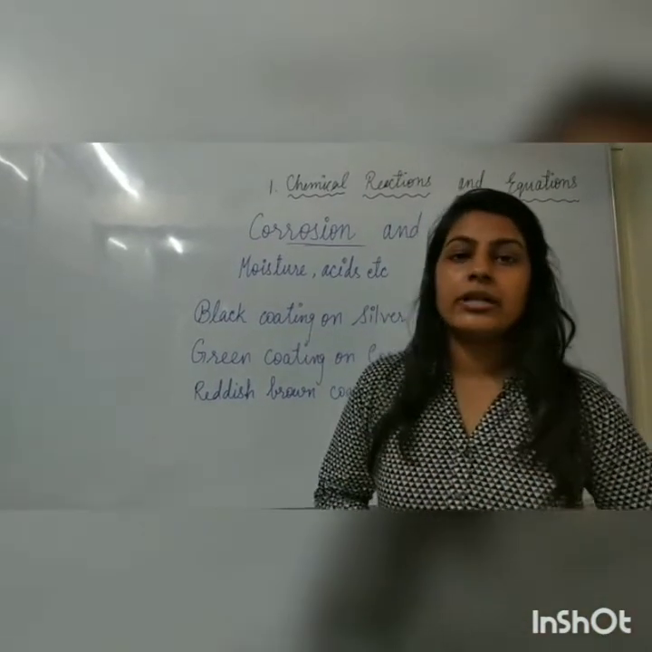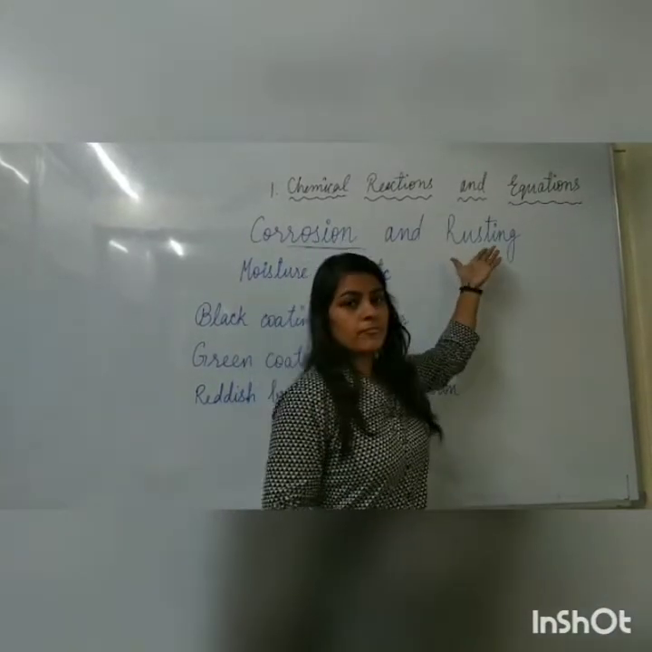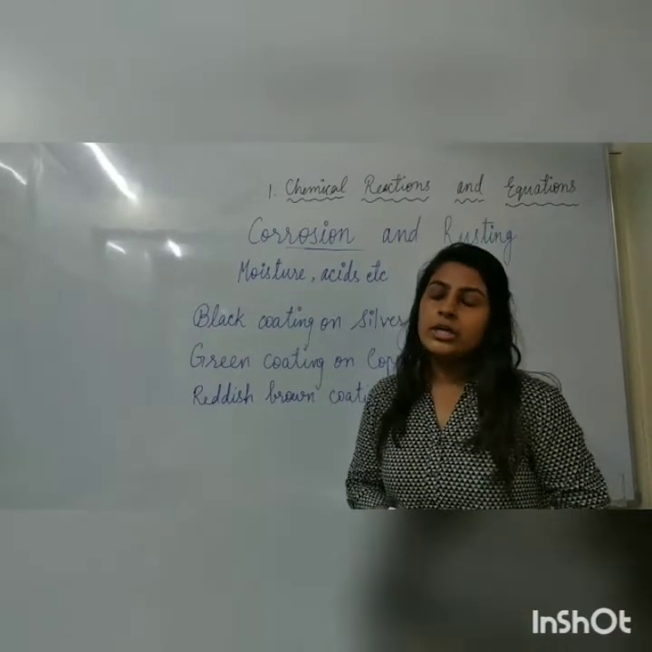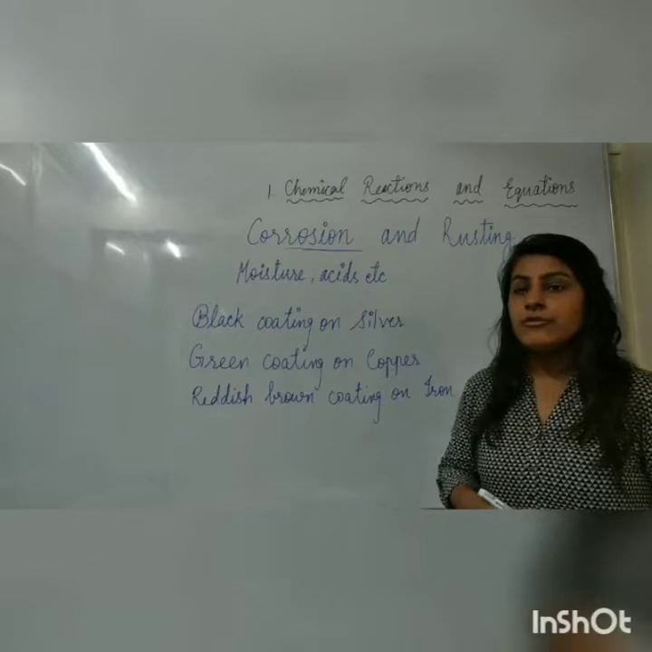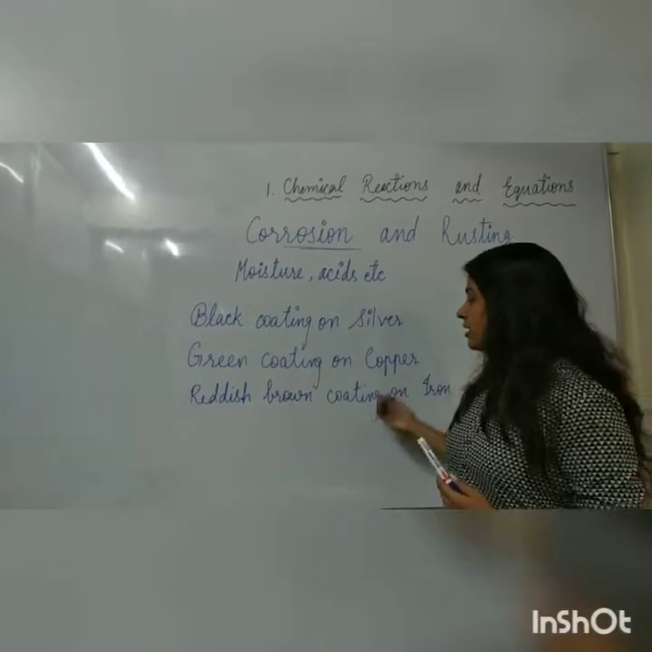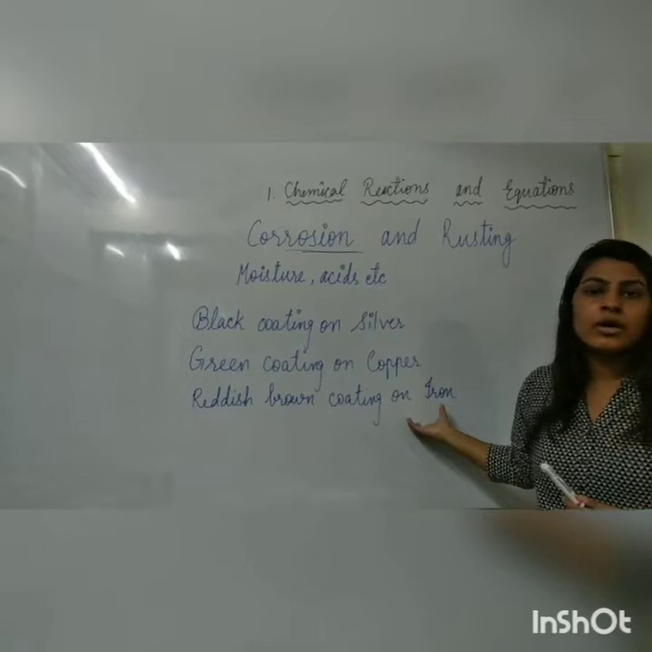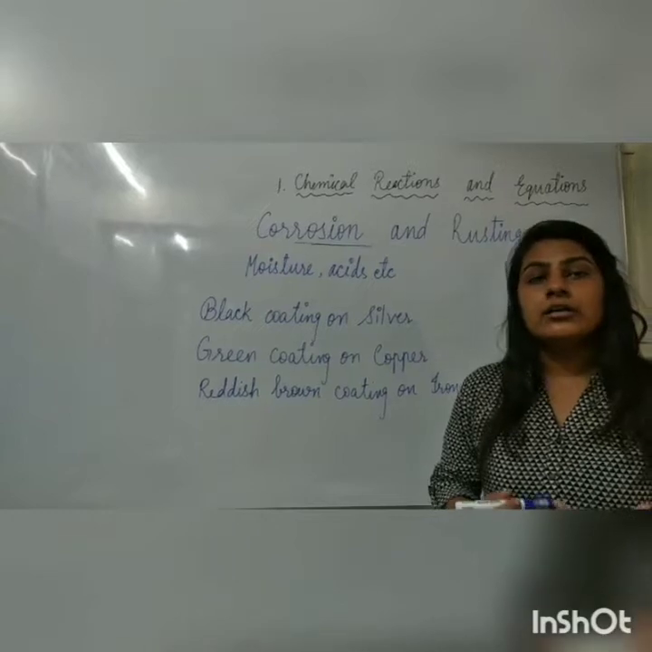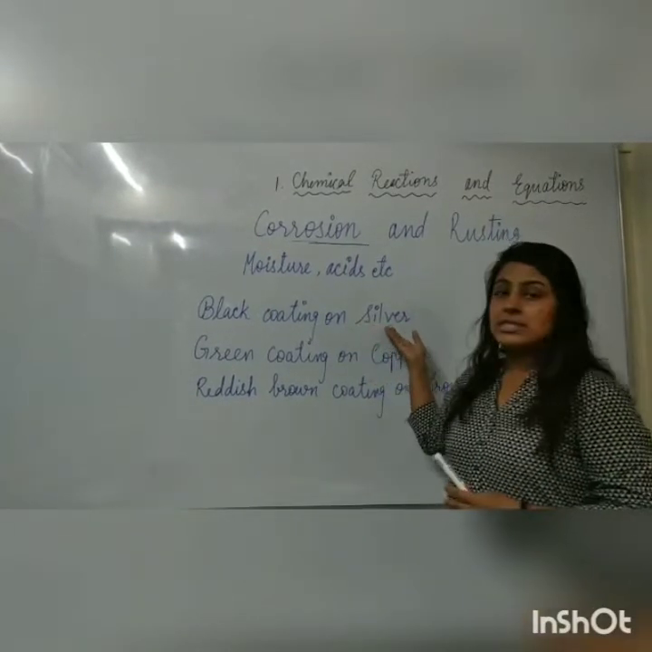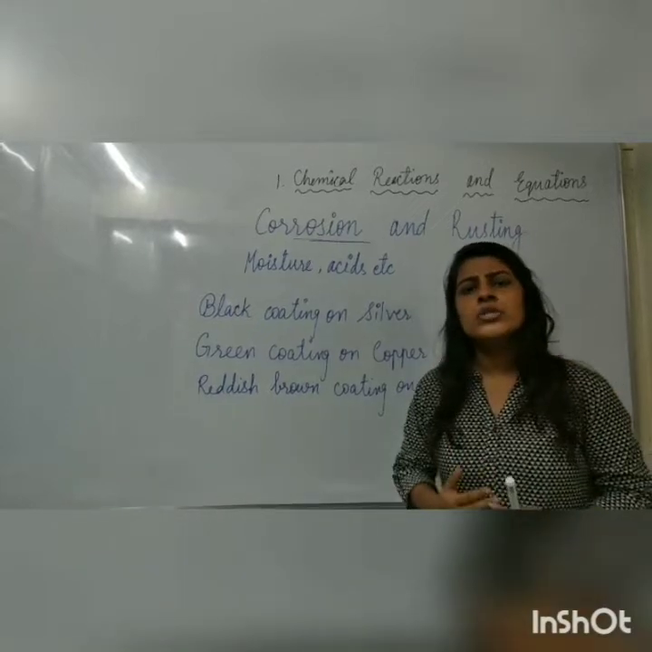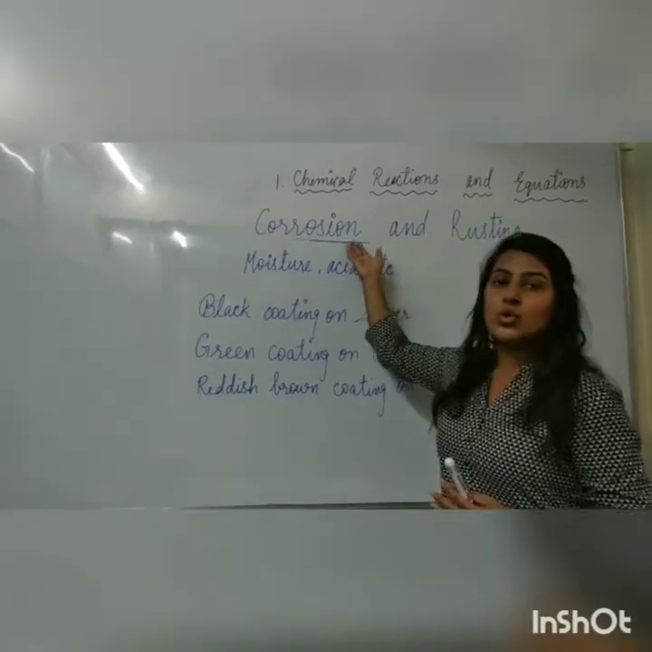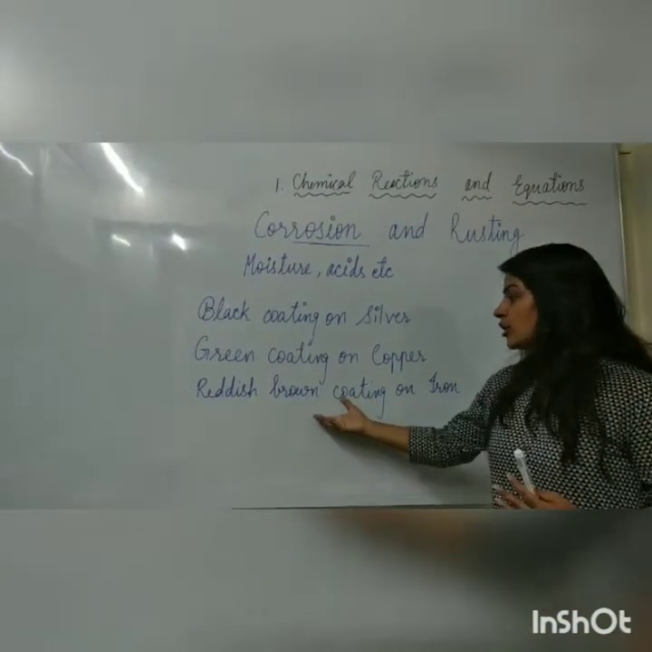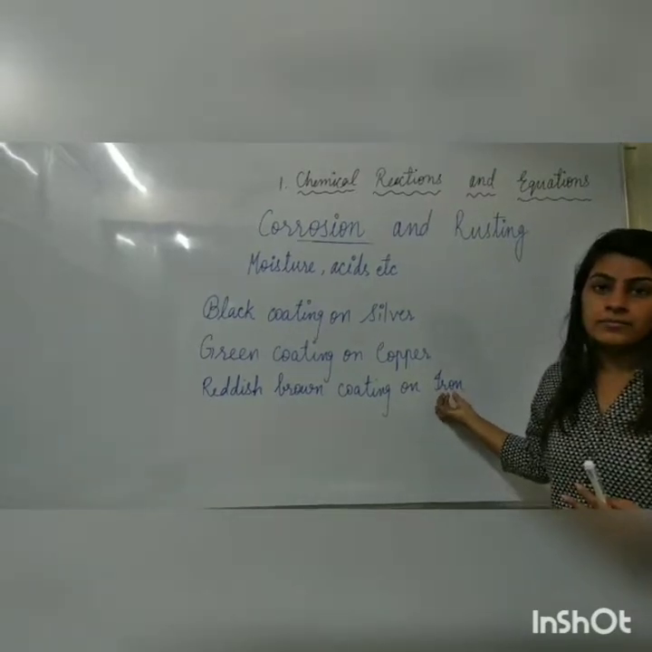There is another term related to corrosion, and that is rusting. Wait, don't get confused that corrosion and rusting are the same. No, they are not. Corrosion is a broad term in which rusting comes. Rusting is related only with iron substances or iron articles. Iron alloys only get rusting, while other metals like silver, copper, or we can say almost all metals, undergo corrosion. Rusting is a very small term which we use generally for the corrosion of iron.